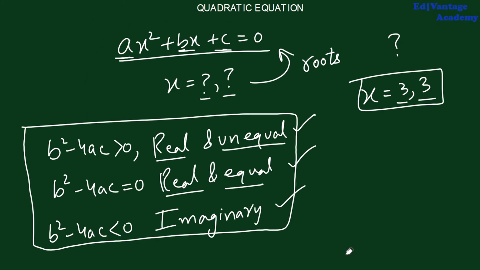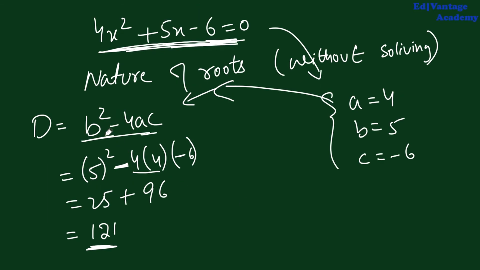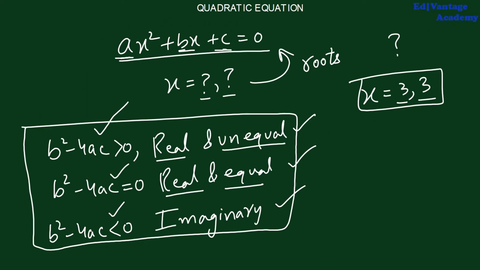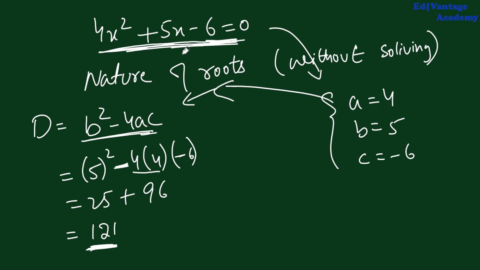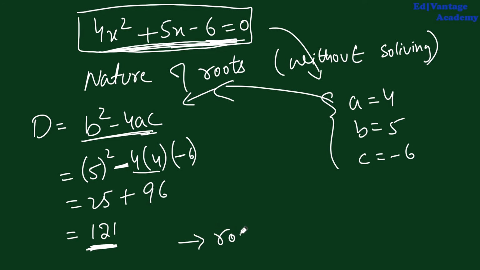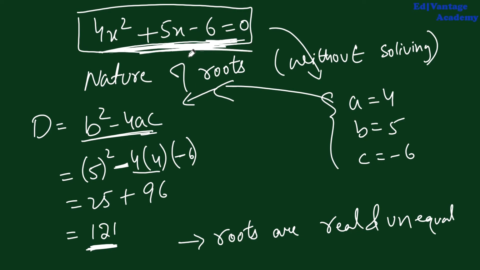So which category is it? Is b square minus 4ac greater than 0, equal to 0, or less than 0? You got b square minus 4ac 121. That means you got b square minus 4ac greater than 0, right? So you will say for the given quadratic equation, roots are real and unequal. Means you are going to get two real numbers, but they will be different numbers when you solve this quadratic equation, which we will see in coming exercise.